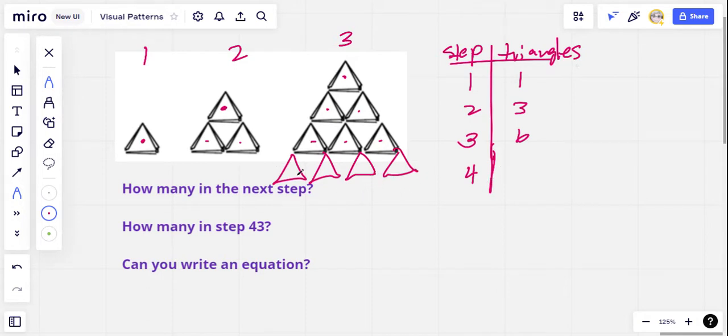4 triangles more. So added 4 on the bottom. So we've got 4 and 3 is 7, 8, 9, 10. So this would be 10. So we've at least gotten here. We've gotten to how many in the next step. There are 10 triangles in the next step.